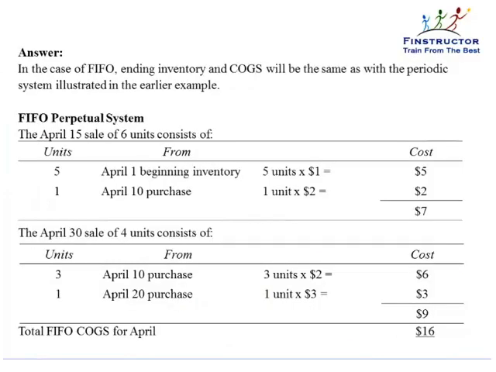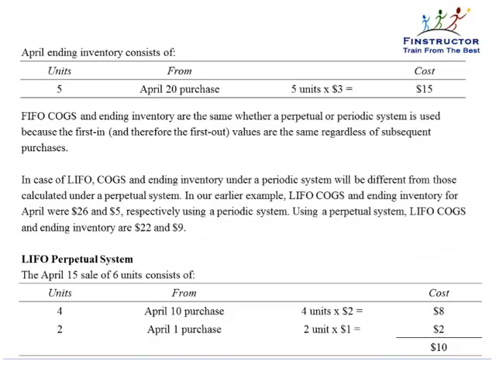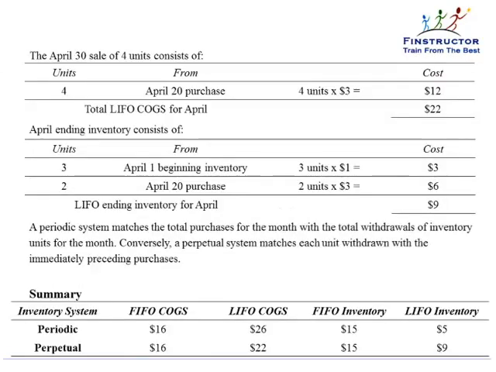So in the FIFO, our cost of goods sold would have been $16. Ending inventory would have been $15. In the LIFO method, as we calculated, the cost of goods sold would be $22 and the ending inventory would be $9. So we see that the FIFO calculation is the same for the periodic and perpetual, whereas the LIFO differs, as we just checked.